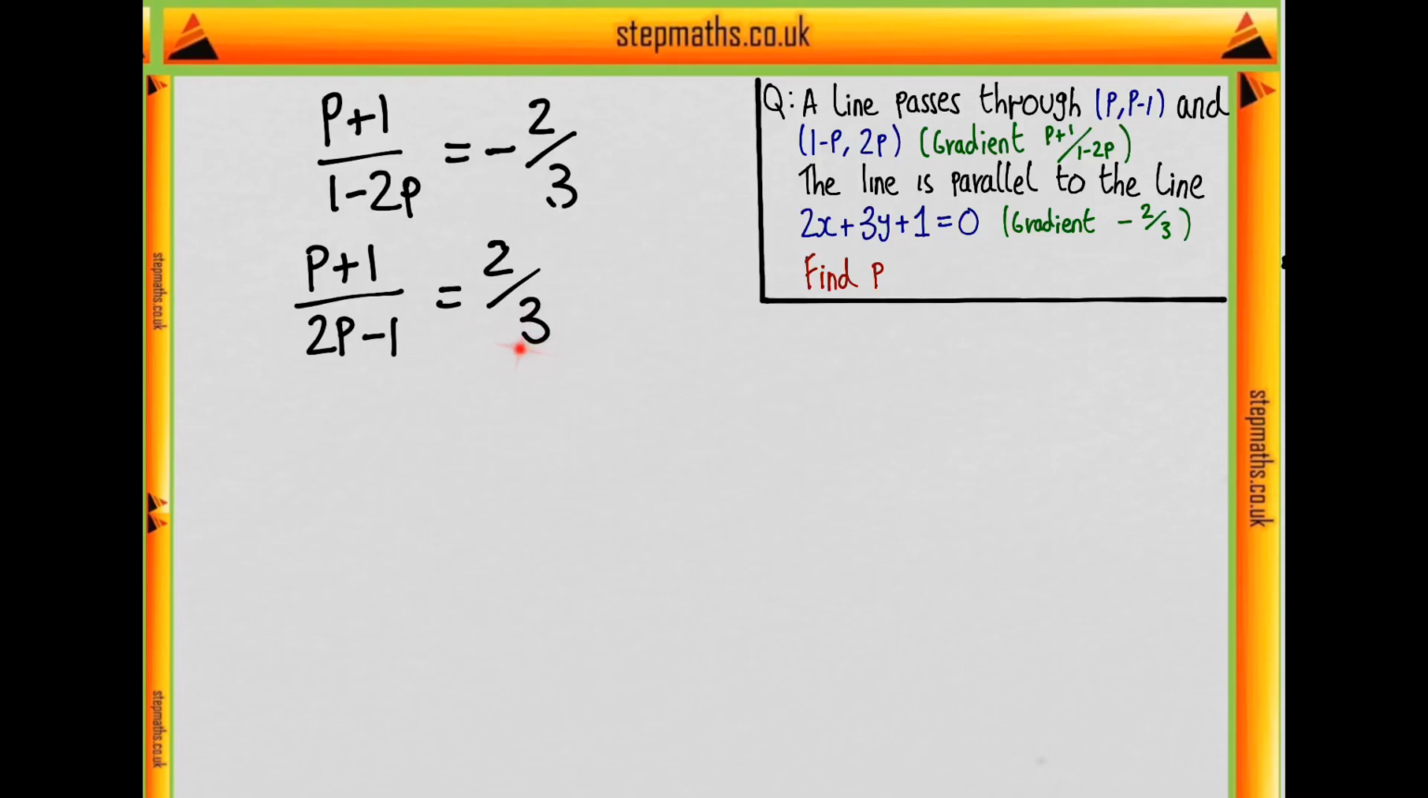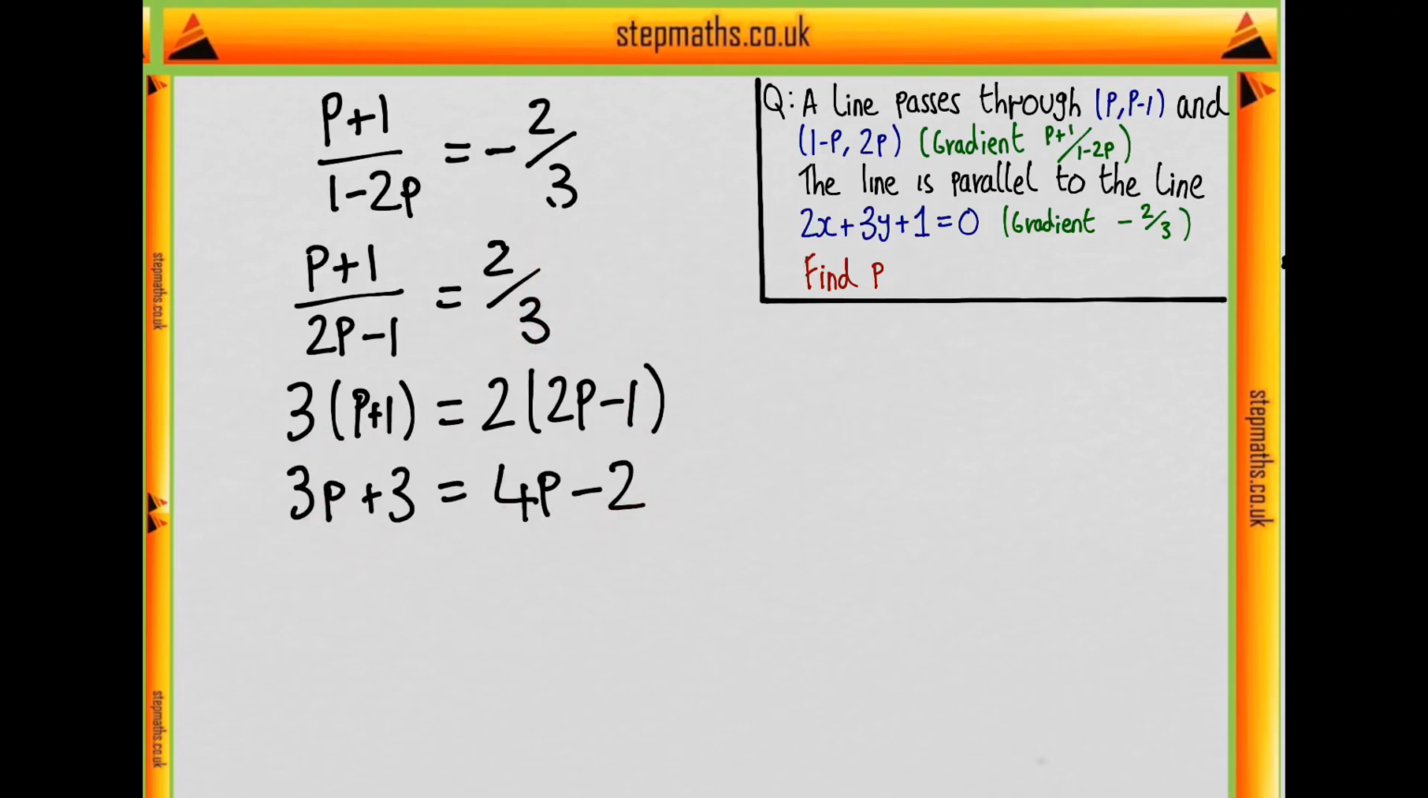Next, I'd rather not deal with fractions, so let's multiply through by 3 times (2p minus 1). The 2p minus 1 disappears here, but we get times 3 in the numerator, and similarly 2 times (2p minus 1), because the 3 cancels with this. So let's expand these brackets, and we see if we subtract 3p from here, we get p, add 2 to this side, and we get p equals 5, which is excellent, because that is one of the answers given in the options for the multiple choice, and it's actually H, so our answer is H.